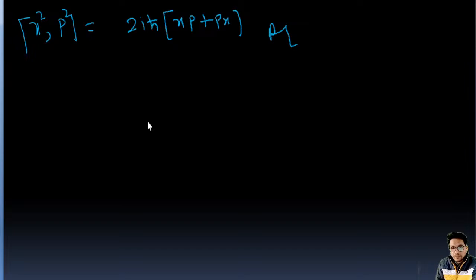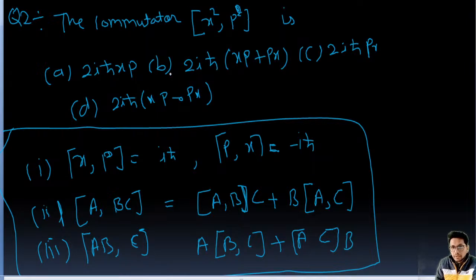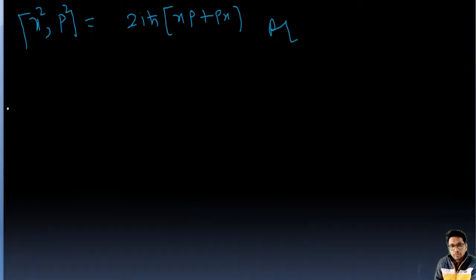That is xp plus px. That is option number B. So we'll go to the question. Option B is the answer. Okay, this is 2 i h cut, xp plus px. So option B is the correct one.